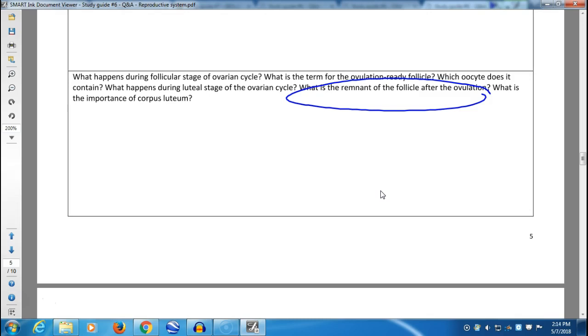Hormone levels. During the follicular stage, remember, FSH and LH are fairly low because estrogen inhibits them, right? But estrogen levels rise because the follicle grows. That makes sense. And as it grows, it produces more and more estrogen. Okay? Which hormone stimulates follicular growth? FSH. Which hormone stimulates estrogen? LH. Does that make sense?